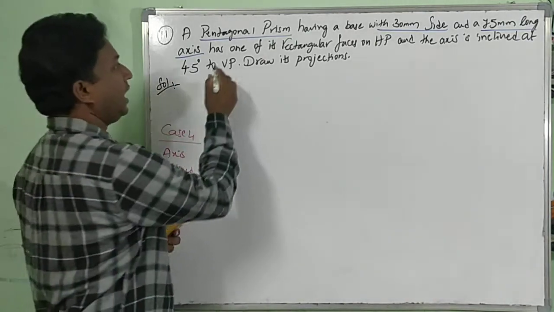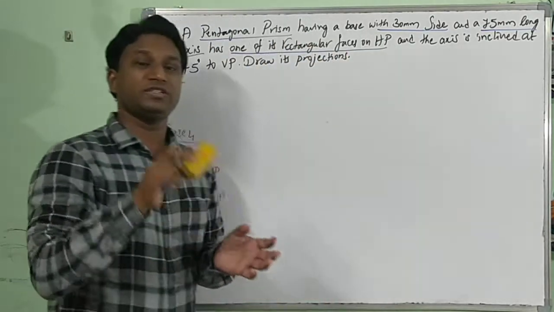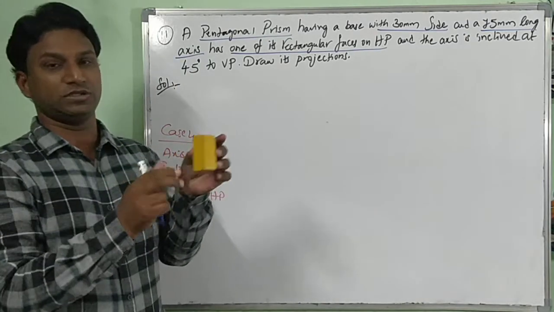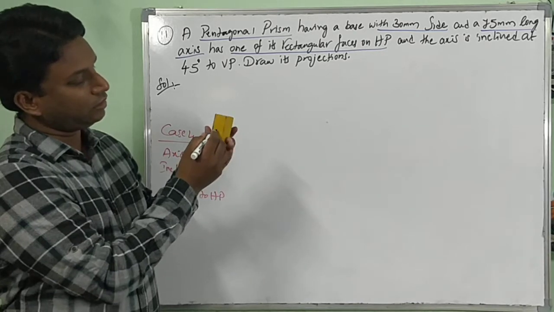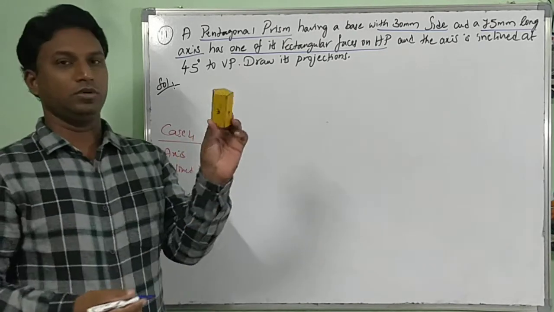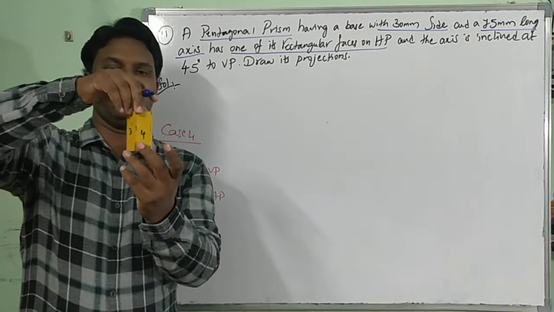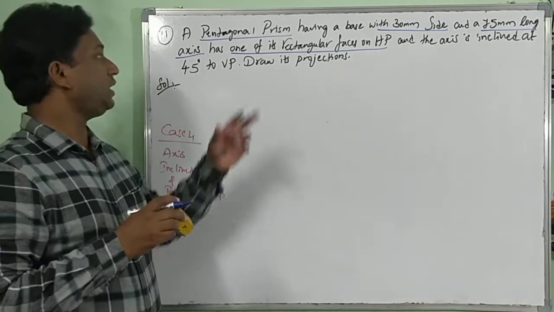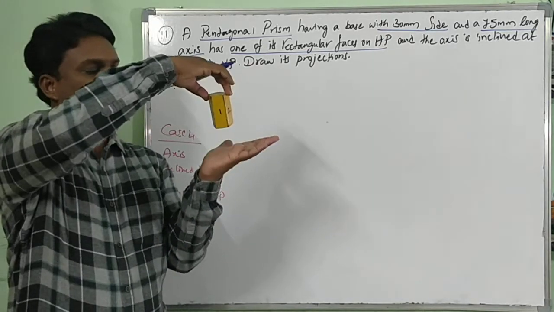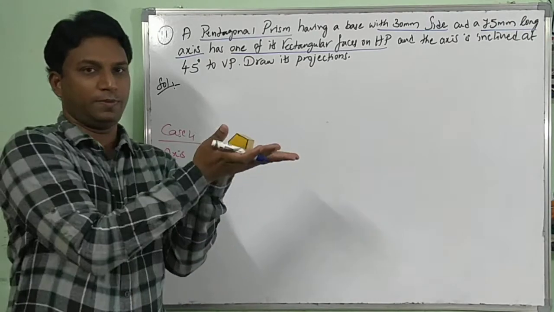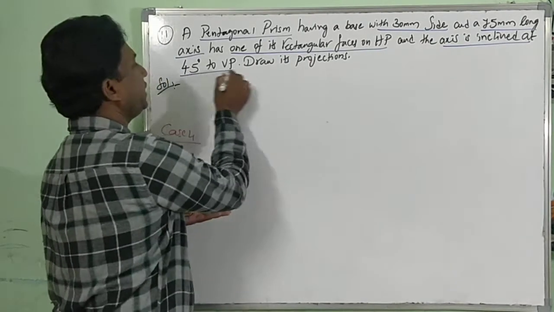Coming to the location, has one of its rectangular faces on HP. How many rectangular faces will this pentagonal prism have? 5 rectangular faces. What are those? See here, 1, 2, 3, 4, 5. Now what is it saying? Has one of its rectangular faces on HP. One rectangular face is where? On HP. My palm is HP, board is VP. And axis is inclined at 45 degrees to VP.